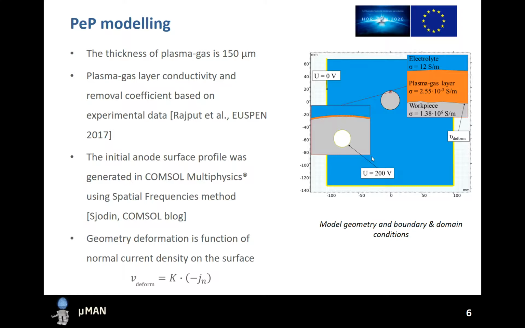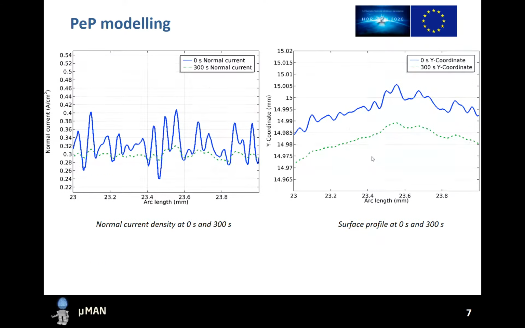In parallel to experimental work, various models were developed. The one I'm presenting today is based on the assumption that PEP is mainly an electrochemical process. A model geometry, as well as boundary and domain conditions, can be seen in the figure on the right-hand side of the slide. Electrolyte conductivity was set to be the same as in the experiment. The conductivity of the plasma gas layer is calculated based on the experimental data. The initial anode surface profile was generated randomly. This was made to simulate roughness.